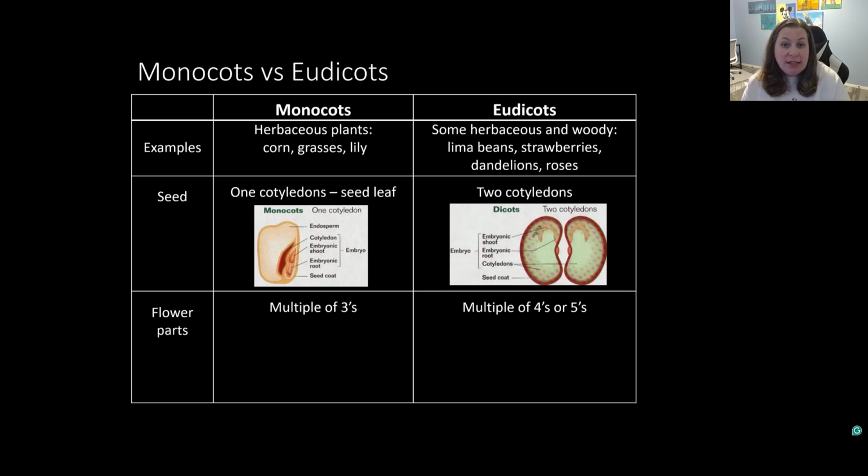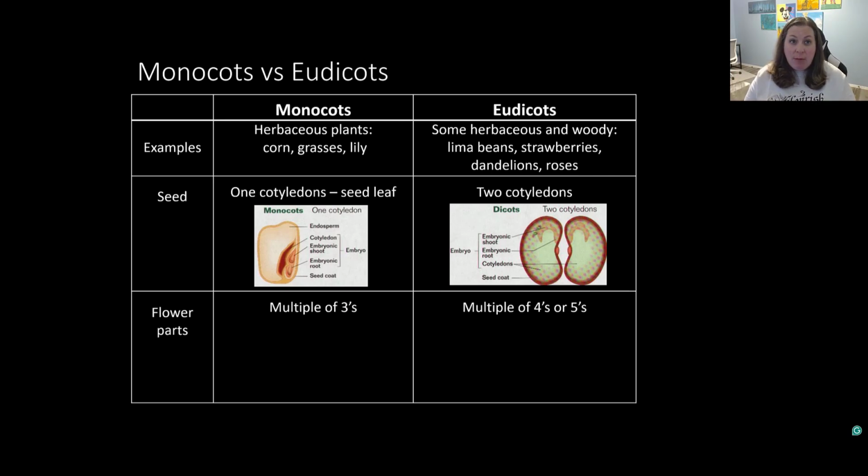On the eudicots, however, they have 2 cotyledons, 2 little seed leaves. And you can see them here inside of these particular pictures. And so when they come and they bust out of the actual seed, you'll see that they come out and they have the 2 leaves. All right, and they'll be kind of curled like this and they'll come out. These are going to be some herbaceous and woody plants. Lima beans, strawberries, dandelions, and roses are great examples of this. Now, that's not all the examples. Those are just some that I gave for you.